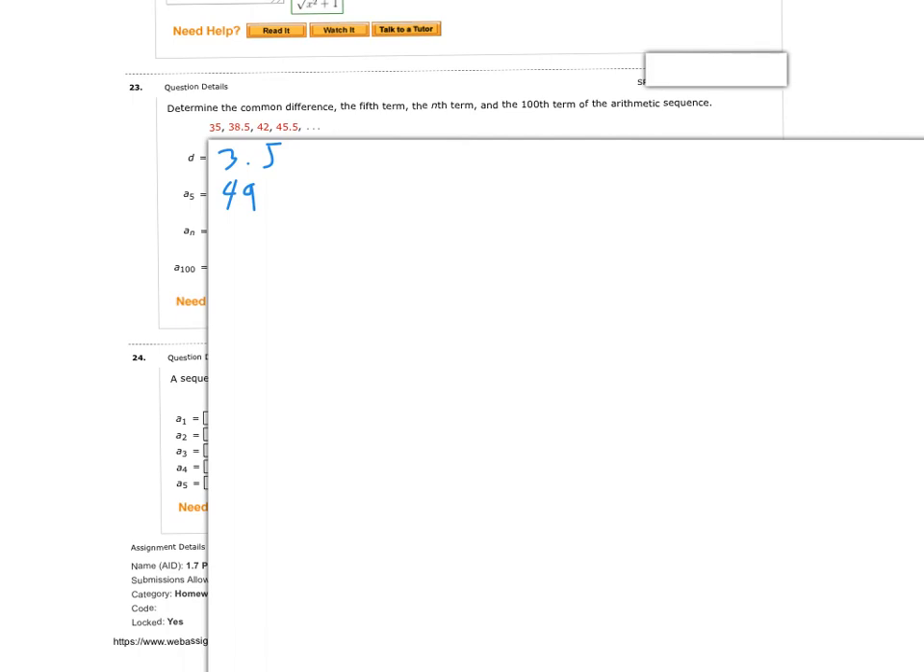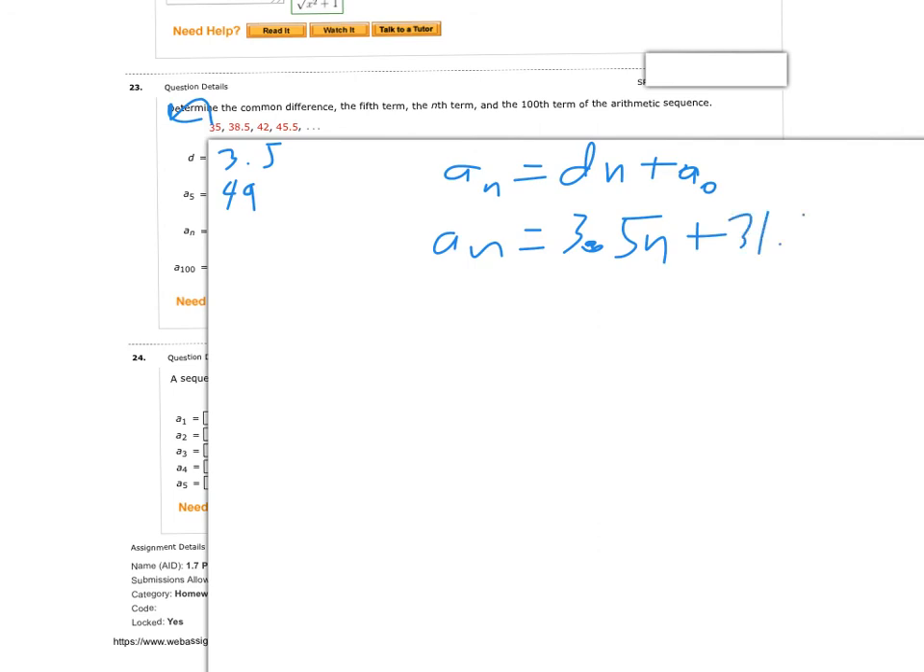And so for a sub n, I always call this dn plus a sub 0. I think of it like mx plus b. And so the common difference we know now is 3.5. And then the a sub 0 is like hypothetically what would the term in front of the first term be. So if I subtracted 3.5 from that, let's see what that would be. It would be 31.5. And so that's my answer here for a sub n.